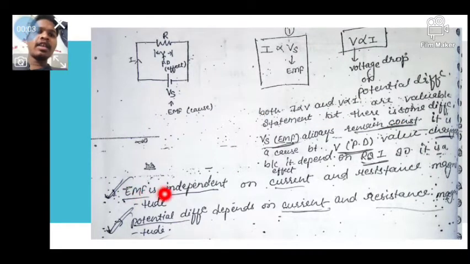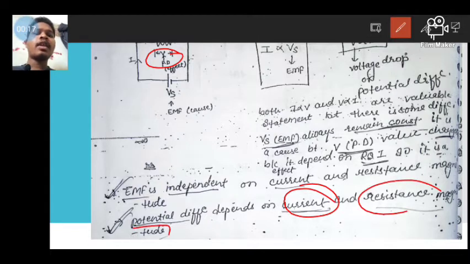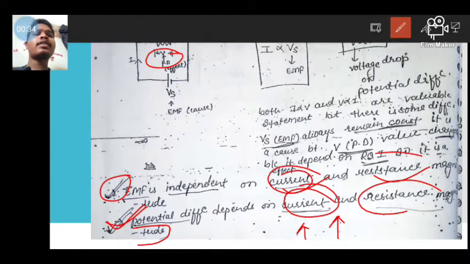Now see here, the EMF is independent of the current and the resistance magnitude, but the potential difference across the resistance is dependent upon the current and the resistance magnitude. If resistance is increased, then potential difference is also increased. If current is increased, then potential difference is also increased. So the potential difference mainly depends upon the current and the resistance magnitude, but the source EMF does not depend upon the current and the resistance magnitudes. So it is clear to you.